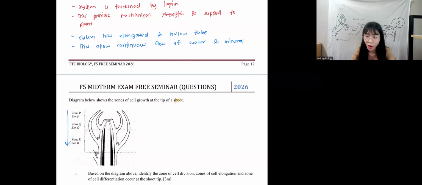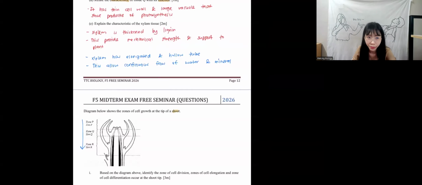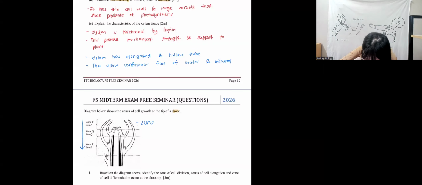So, P is the first zone. What is the first zone? Correct. Zone of cell division. Okay, let me label straight away over here. Zone of cell division. Okay, what about the second zone? Zone of cell elongation. Correct. The third zone is called zone of cell differentiation. Correct. Division, elongation, differentiation in a sequence PQR.